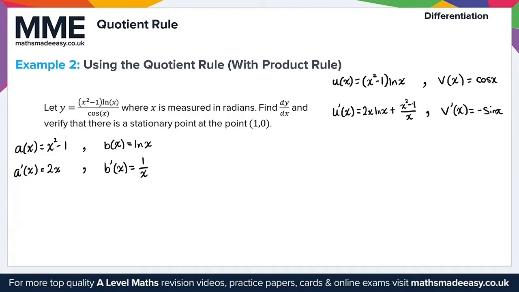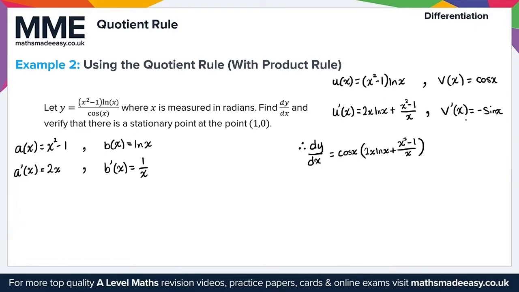Okay. So now we have u prime of x and v prime of x, we can simply apply now the quotient rule. So therefore, finding dy by dx here, what would that simply be here? Well, in that case then, this is going to simply be v of x times u prime of x. So that's going to give us cos x times this expression here. That's 2x ln of x plus x squared minus 1 all over x.